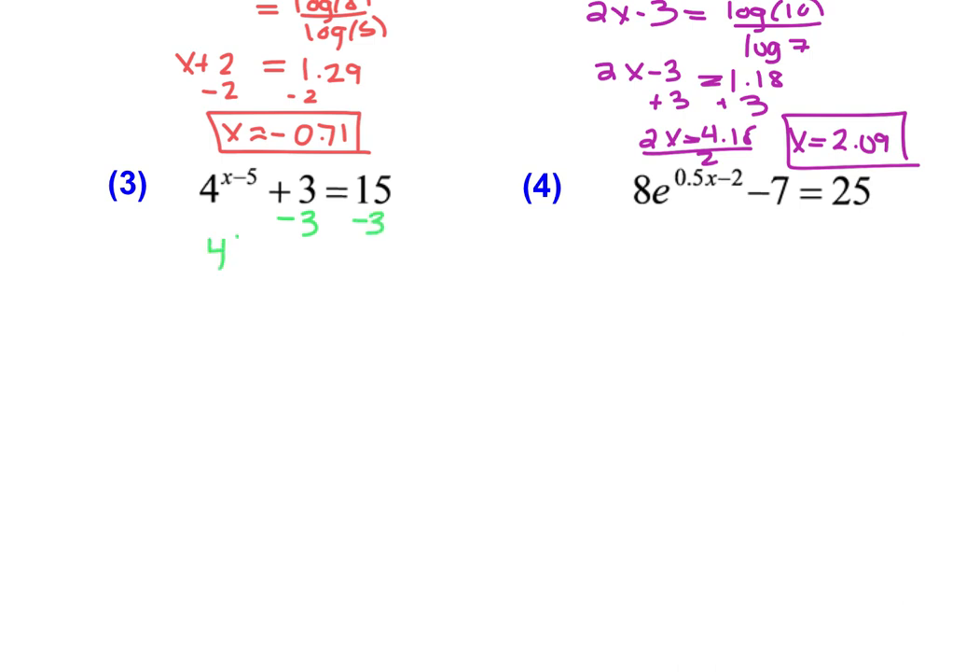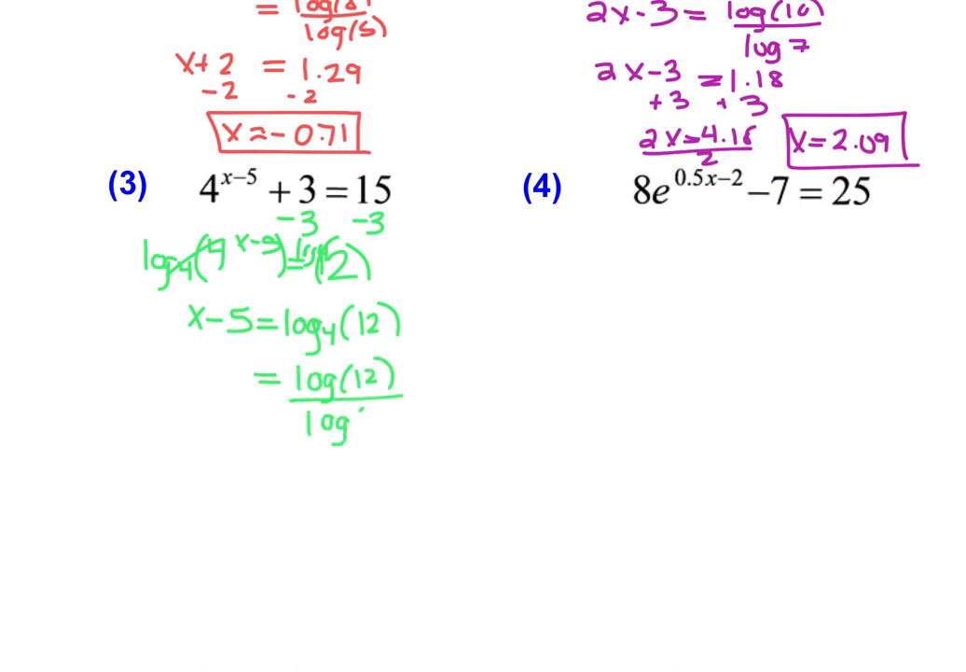So we have 4 to the power of x minus 5 is equal to 12. And then from here, we can use that logarithm trick to undo that exponent base. So we're going to do log base 4 on this side as well. The bases undo each other, so we're left with x minus 5 is equal to log base 4 of 12. We then use our change of base formula, so we have log 12 over log of 4.